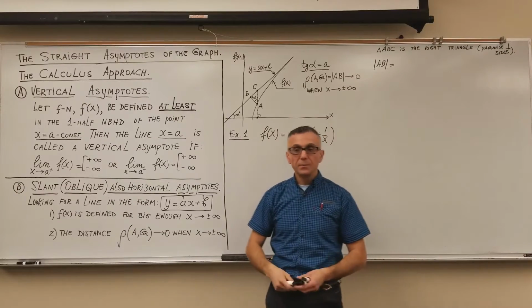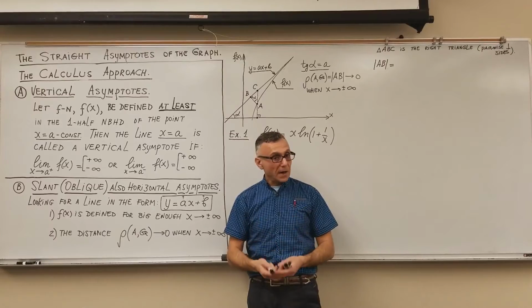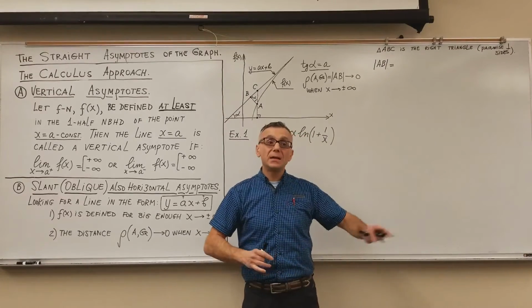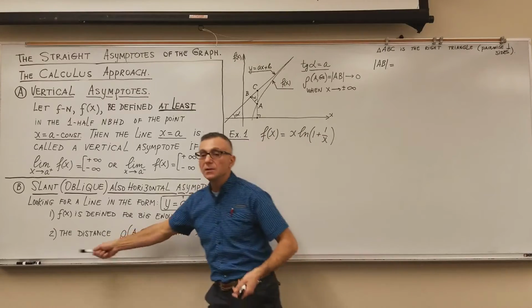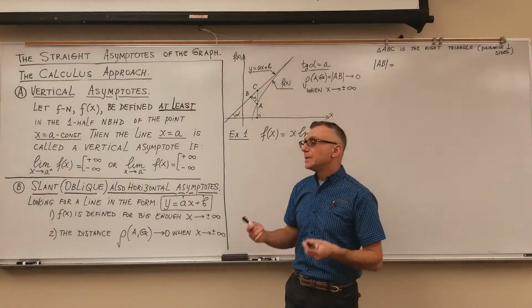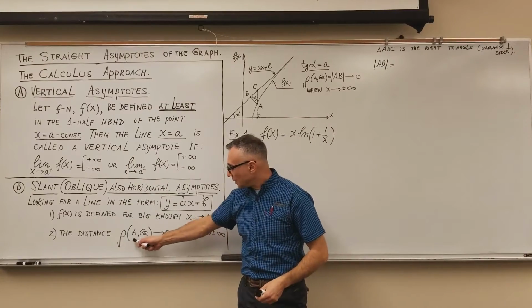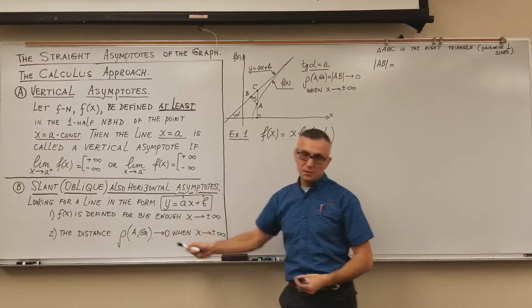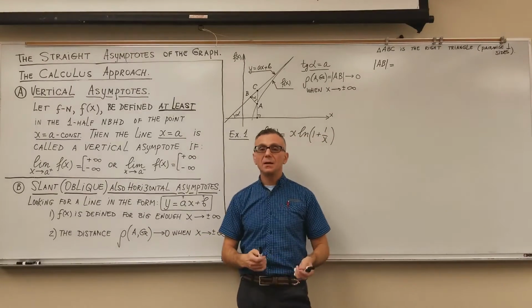So in the case of the oblique asymptote or horizontal asymptote, your function has to be defined for big enough x values, plus or minus infinity, that's the first condition. And the second condition is that the distance between your function's graph and the asymptote contracts to 0 when x is approaching either plus or minus infinity.